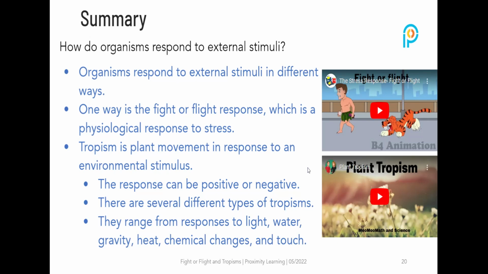Okay, let's summarize this all together. So how do organisms respond to external stimuli? Organisms respond in different ways. One way is the fight or flight response, which is a physiological response to stress. And then tropism is the other way. It's plant movement in response to an environmental stimulus. That response can be either positive or negative, and we've learned there are several different types of tropisms, and they range from responses to light, water, gravity, heat, chemical changes, and touch. So let's watch two little short videos to sum this up, and then we will do our exit ticket.